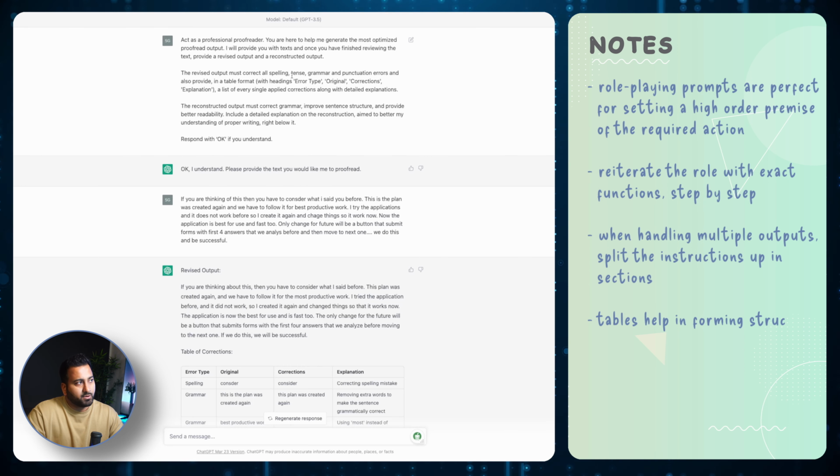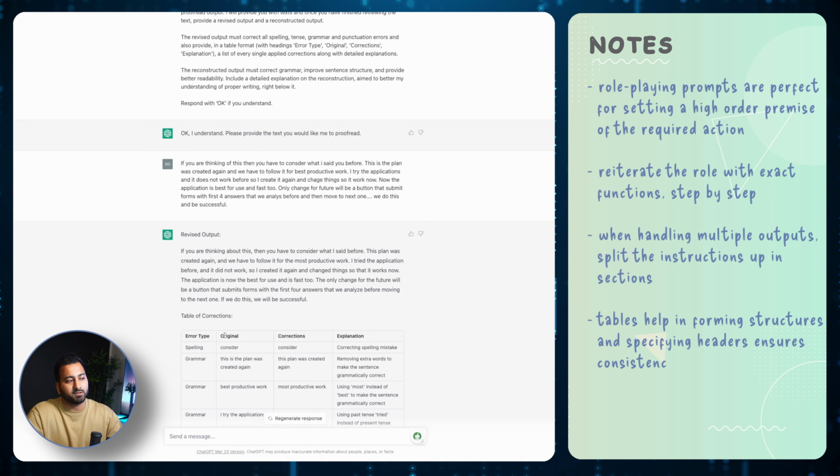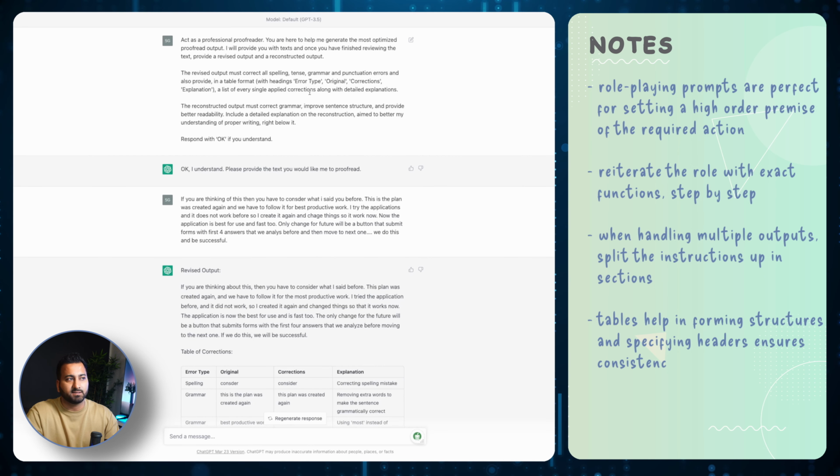A few things I want you to note here is I'm specifying what exactly I want it to fix, right? Like the spelling, tense, grammar, and punctuation errors. And in the table format, I'm also specifying the error type, original, corrections, and explanation as the headers, right? It's very important to provide these because if you don't, what's going to happen is it's going to generate a table for you, but every time the table will have different headers. So it's not going to be consistent. This is more for consistency so that you can ensure that it is giving you the output in this specific format, right? So to just continue, in a table format, a list of every single applied correction with detailed explanations.